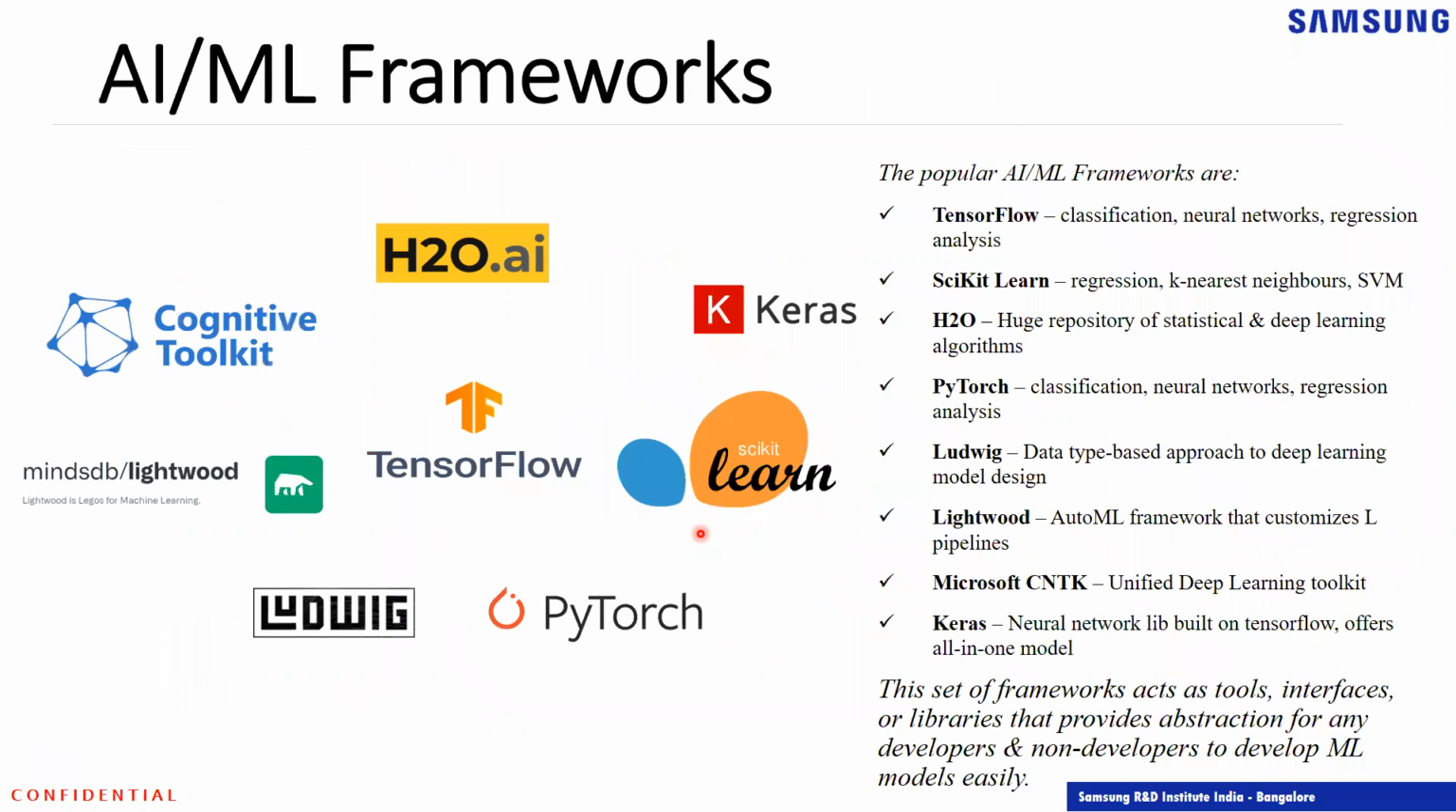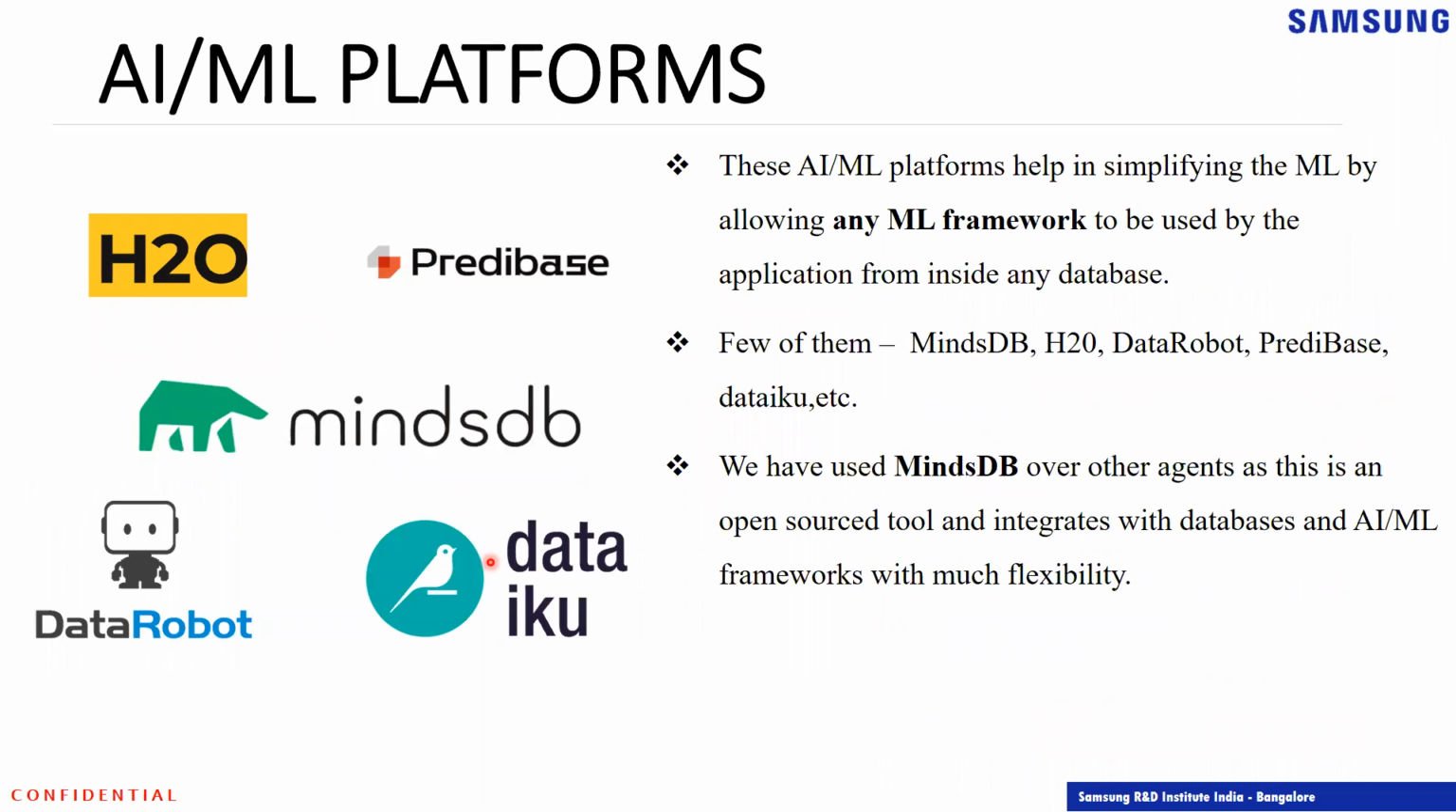Let's see a glimpse of the popular AML frameworks available in the market. These are the list of the frameworks, and what generally a framework is: the frameworks act as tools, interfaces, or libraries that provide abstraction for developers or non-developers, which means non-ML experts, to develop ML models very easily. On top of this set of frameworks, there are some ready-made ML platforms available, which create an interface between the applications and the AML frameworks.